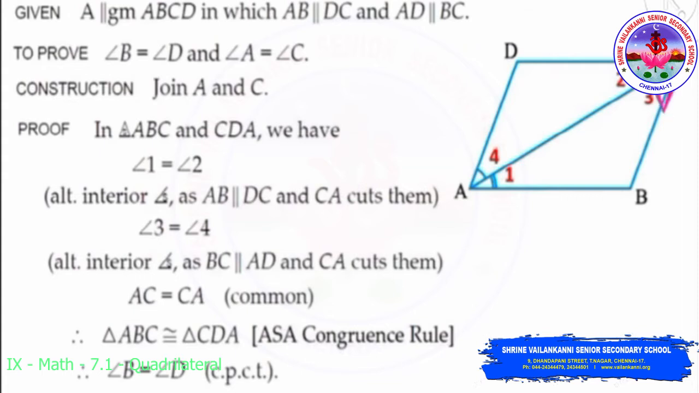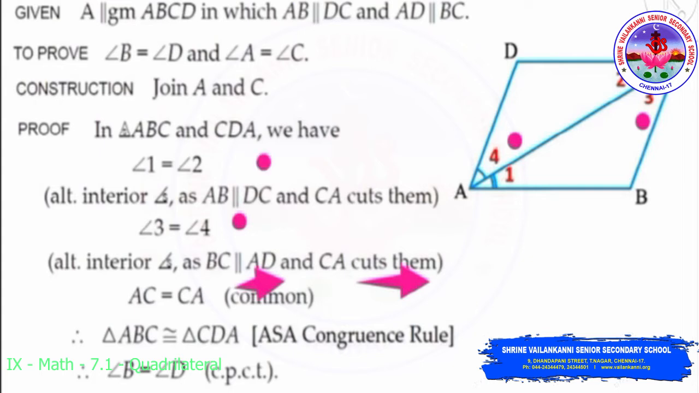Similarly, taking BC parallel to AD and AC as a transversal which cuts the parallel lines, we can have the alternate interior angles BCA and DAC, where I am marking those angles as angle 3 and angle 4. So BC is parallel to AD and AC cuts the parallel lines. So we have angle 3 is equal to angle 4 by alternate interior angles.